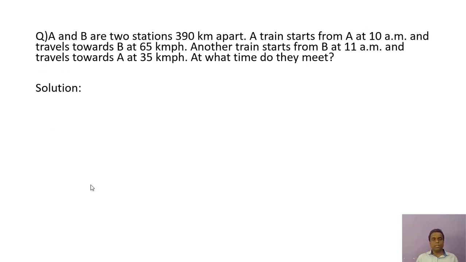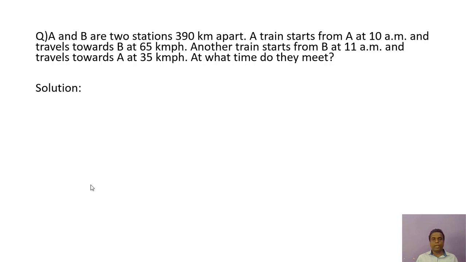Now we will see another question. A and B are two stations 390 km apart. A train starts from A at 10 a.m. and travels towards B at 65 km per hour. Another train starts from B at 11 a.m. and travels towards A at 35 km per hour. At what time do they meet?